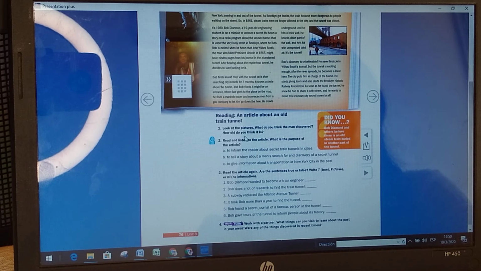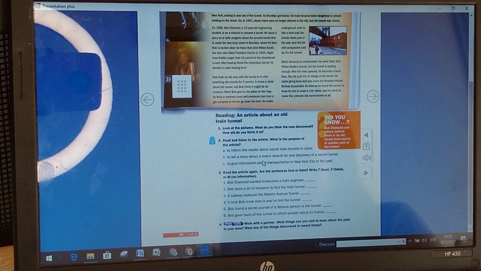I understand your possible answers may be that it is a tunnel, a train tunnel, or it is 150 years old approximately, right? We have to read and listen to the article. We already did, so if you want to listen to it again, you can do it. So what was the purpose of this article? To inform the reader about the secret train tunnels in cities? To tell a story about a man's search for and discovery for a secret tunnel? Or to give information about transportation in New York City in the past? The answer is letter B, right? It is to tell a story about a man's search for and discovery of a secret tunnel.